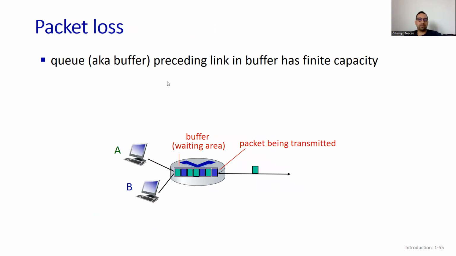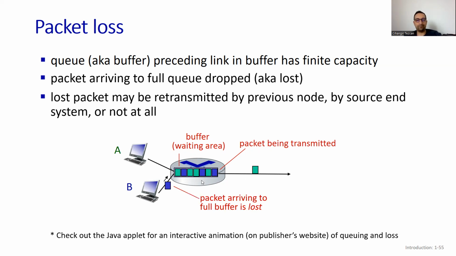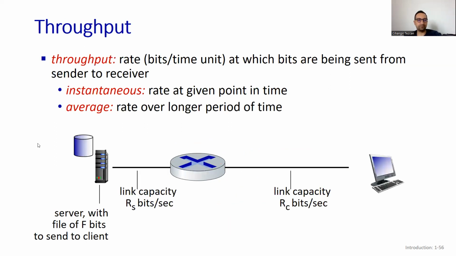Packet loss. A queue, also known as a buffer, preceding a link in a router has finite capacity. So you cannot have infinite memory, right? This has to be finite. So when it is filled, generally newcomers are dropped. But of course, you can configure the router to drop the waiting ones. But it wouldn't change the fact that we will have packet loss at the end. So a packet arriving at a full queue is dropped, also known as lost. A lost packet may be retransmitted by the previous node, by the source end system, or not at all. So we will talk about TCP and UDP. In the TCP case, we will resubmit it. But in the UDP case, we will not know if it is received or not.